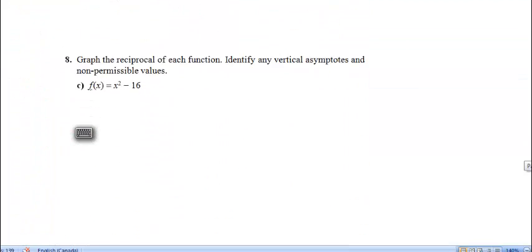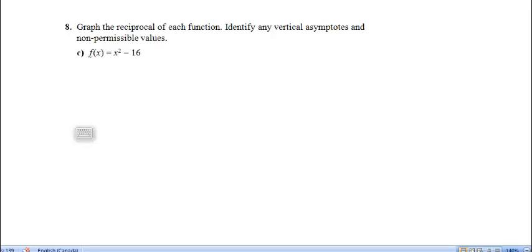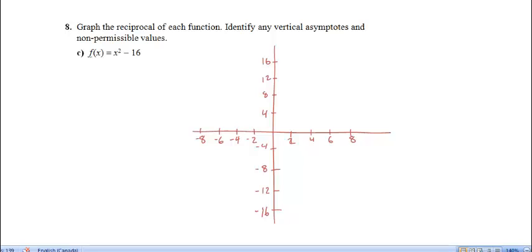So the last question is to graph the reciprocal of a function and then identify the vertical asymptotes. So let me set that up for you. When I graph the reciprocal of a function, I like to graph the original first and then work out how to graph the reciprocal. So the original is x squared minus 16, which gives us this parabola, a vertex of 0, -16, and then over 2 and up 4, over 4 and up 16, over 6 and up 36. So we've got that graphed.